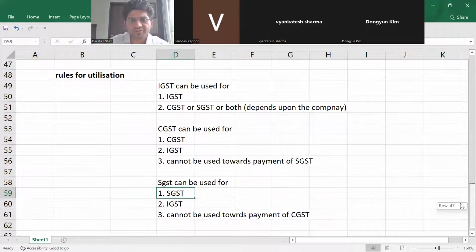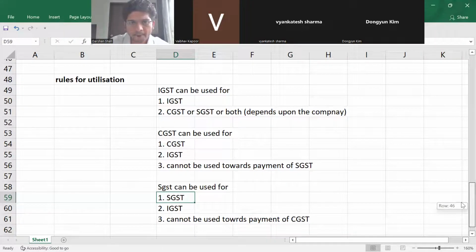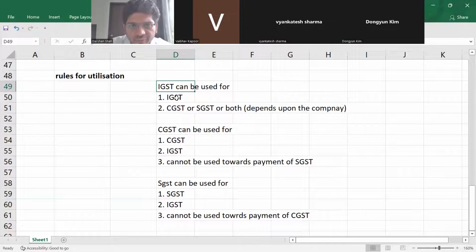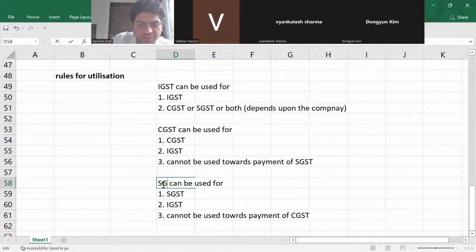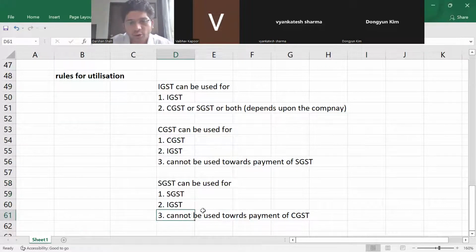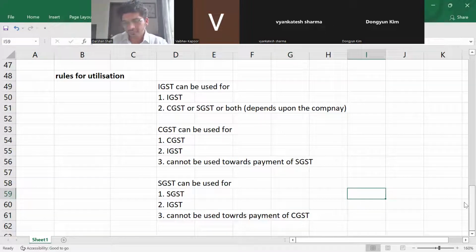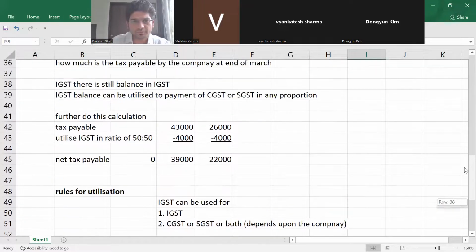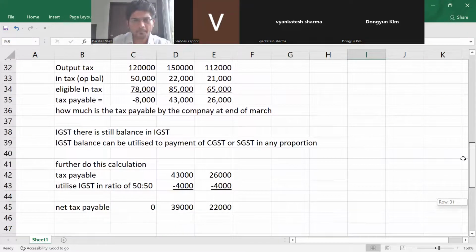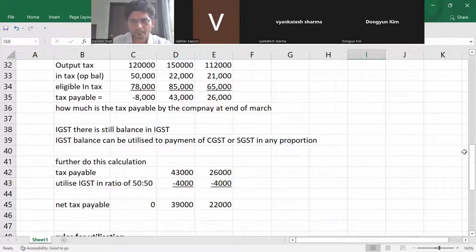Is this bifurcation clear? Okay. So IGST can be used for IGST, and IGST can be used for anything, CGST or SGST or both. But CGST can be used only for CGST and IGST, not for SGST. Similarly, SGST can be used only for SGST and IGST and not towards CGST. Are the rules for utilization clear to everyone? No problem till here? Okay.